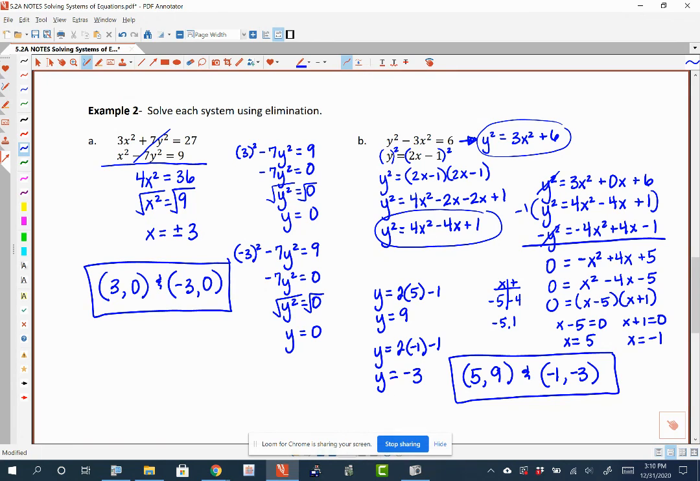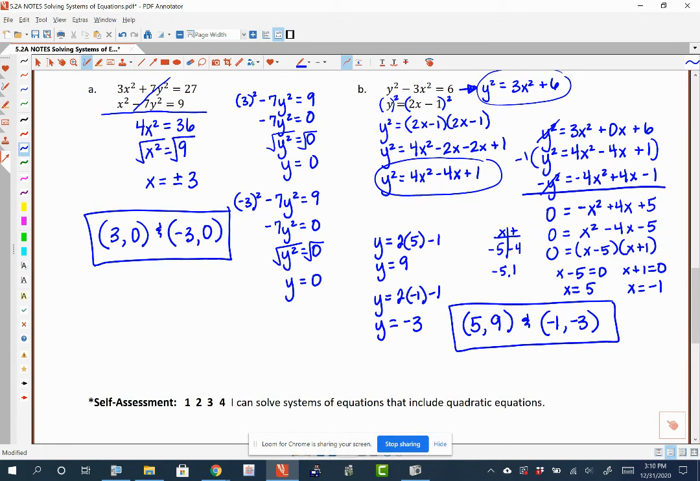So today we're just going to focus on substitution and elimination. So go ahead and self-assess. How do you feel about solving these equations involving quadratics? And good luck on your assignment.